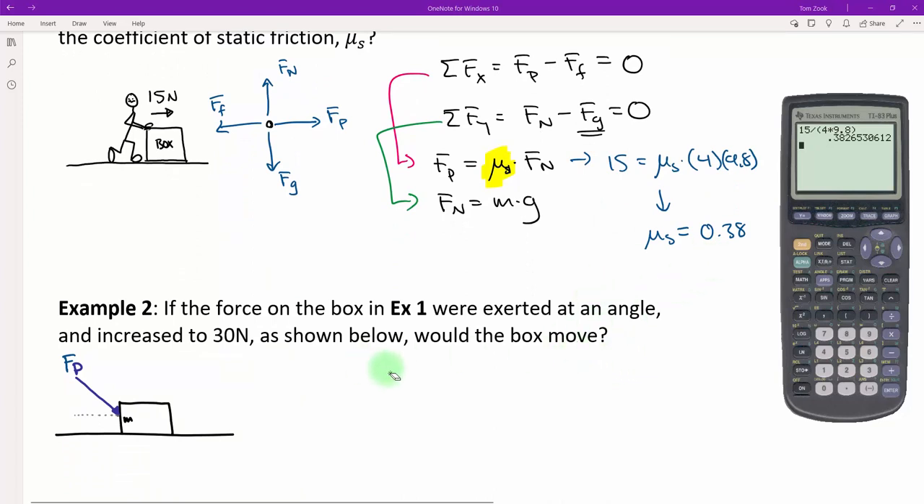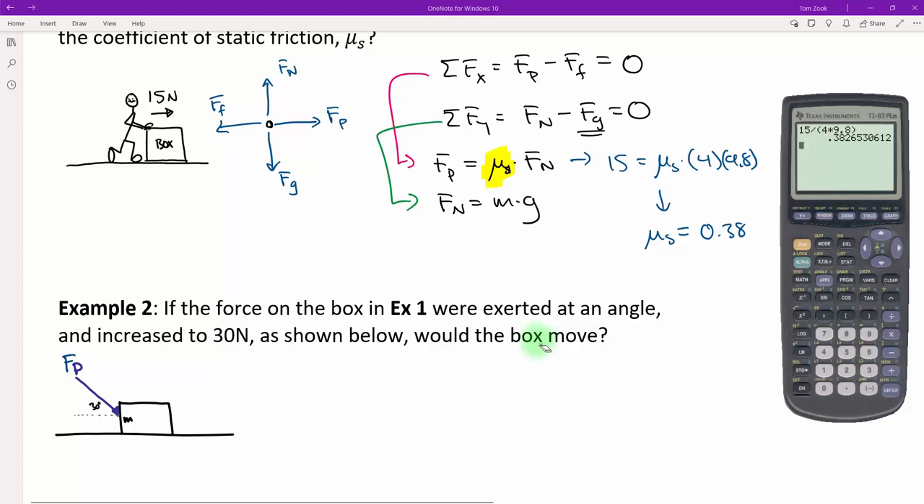What if I took the same surface, and in this case, I applied my push force at a downward angle, and I increased it. I pushed even harder. I'm just like, man, I want this thing to get moving. Somehow I got taller as well, so I'm able to do this. But let's say I push it at an angle of 30 degrees downward. What would be the situation? Would the block move?